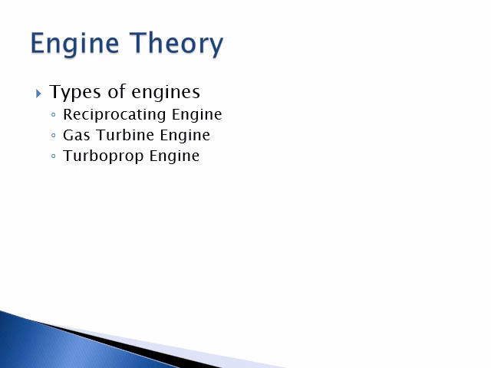Engines are broadly classified based on how they operate and their configuration. In aviation, the most common types include reciprocating engines, gas turbines, and turboprops. Reciprocating engines use pistons to convert pressure into rotating motion, ideal for smaller aircraft. Turbine engines rely on high-speed rotating compressors and turbines, offering more power and efficiency for larger high-speed aircraft.